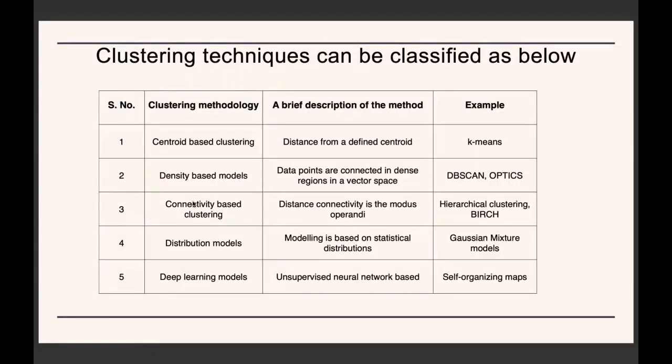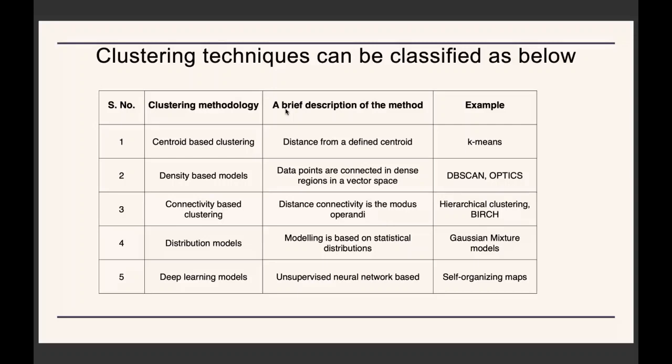So clustering techniques you can classify further as centroid-based clustering, density-based models, connectivity-based models, distribution models, and deep learning models. Centroid-based, the most famous one is k-means. K-means can have other versions like k-medoids and k-medians. Density-based models are DBSCAN and OPTICS, the most famous ones. Centroid-based means if you have a fixed centroid of the data set, then you can define your clusters.